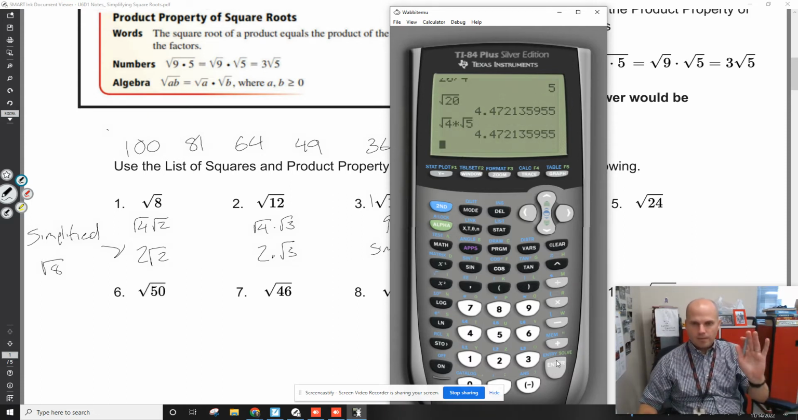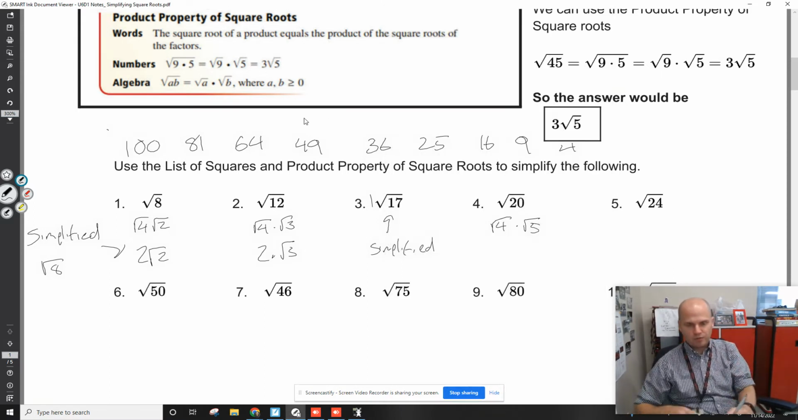Okay? Now, 2 is the square root of 4. 2 root 5 is the same as root 4 root 5 is the same as root 20. We have simplified fully. Okay?